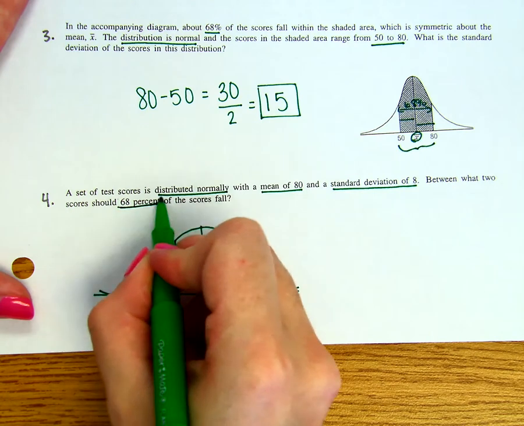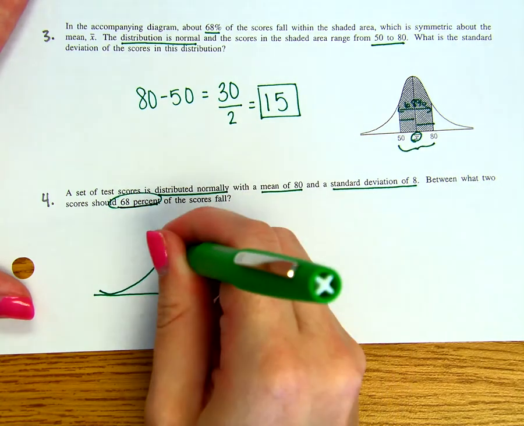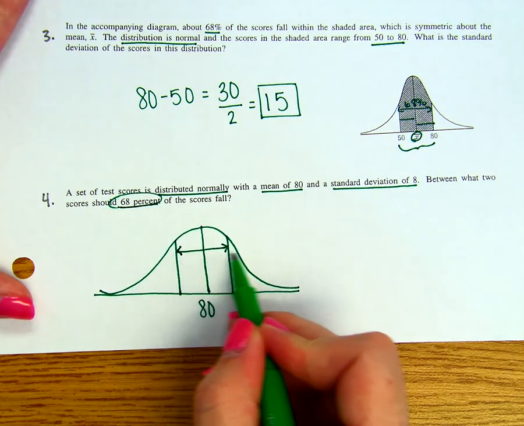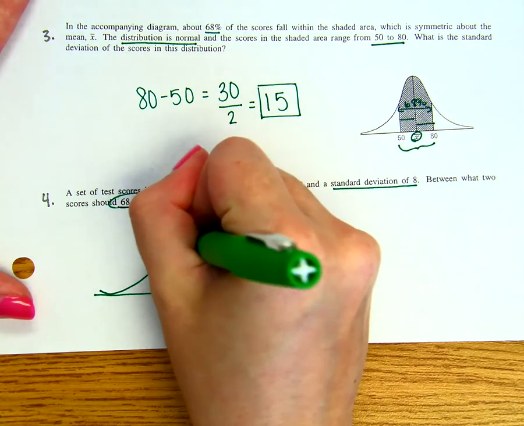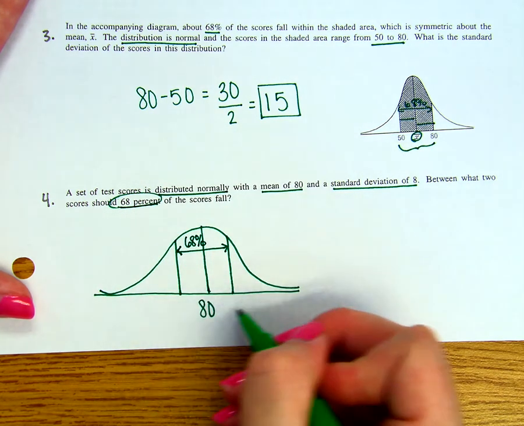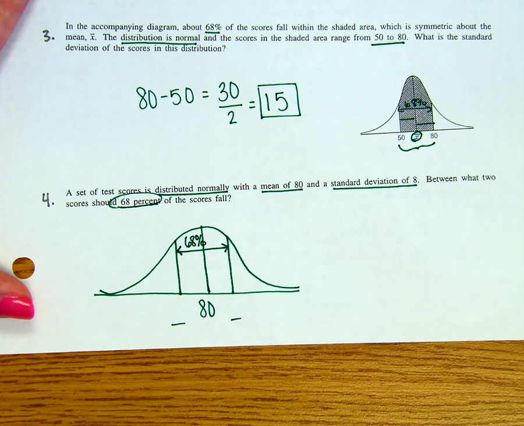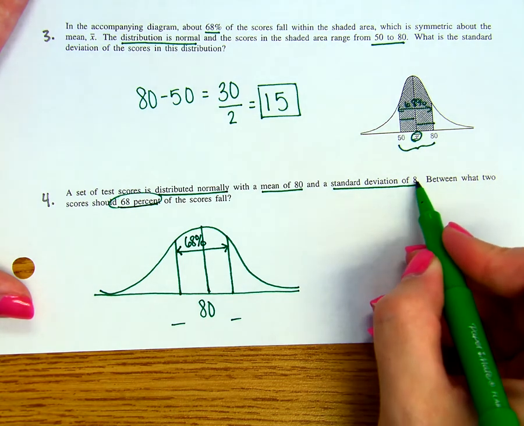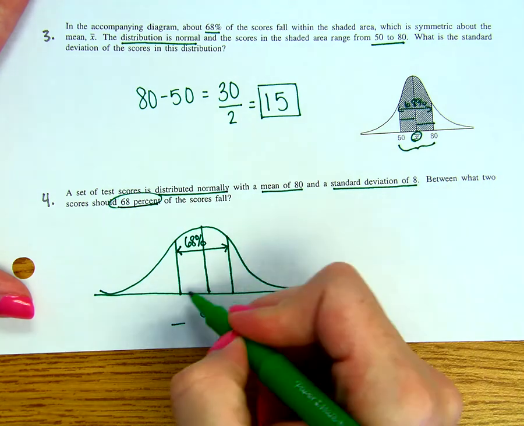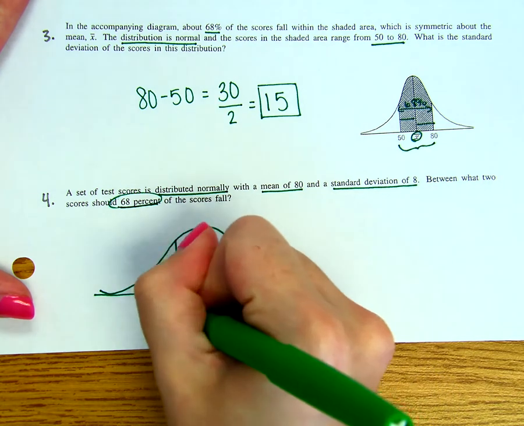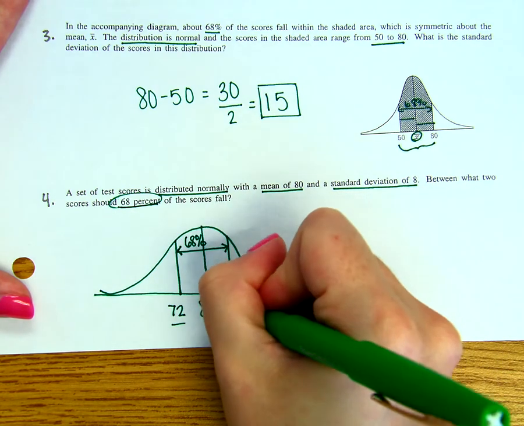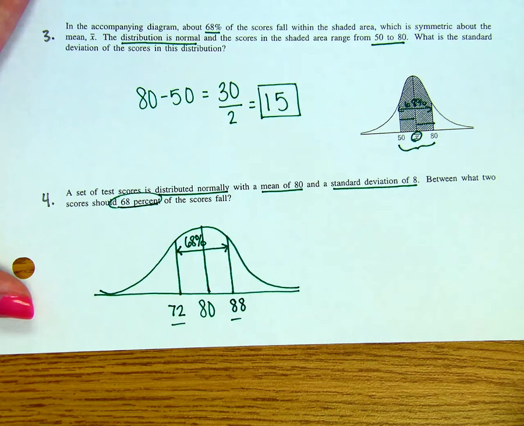Our standard deviation is 8, so we're going to put numbers to the left and numbers to the right. I want 68%, and I know 68% is 1 standard deviation to the left and 1 standard deviation to the right. So I do not need to make the full distribution curve because I only need these 2 numbers here and here. So if my standard deviation is 8, I'm going to do 80 minus 8 to get me my number over here, which is 72. And then I'm going to do 80 plus 8 to get my number over here, 88.